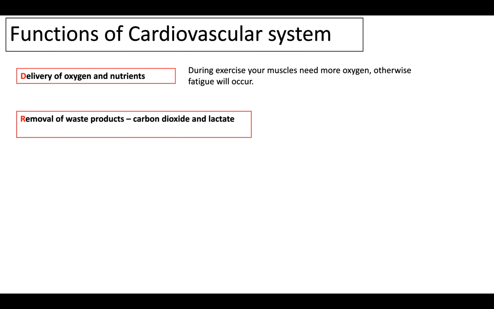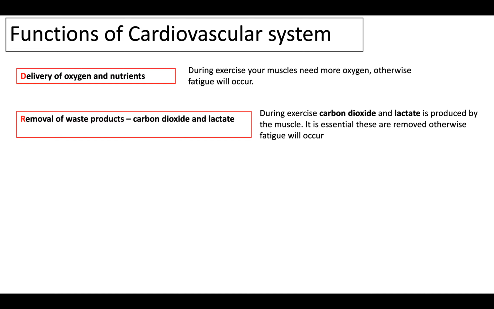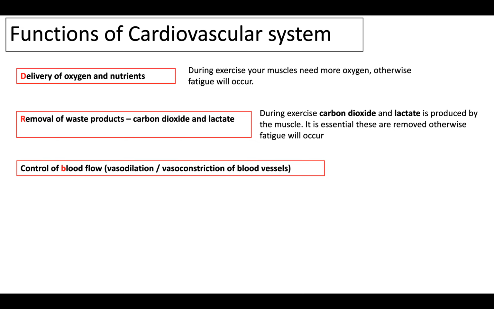Removal of waste products, okay, so carbon dioxide and lactate. Carbon dioxide and lactate are produced at the muscle during exercise. Therefore, it's really important that we can remove these or fatigue will occur. We also have the control of blood flow, so vasodilation and vasoconstriction, which we'll be going through in this screencast.